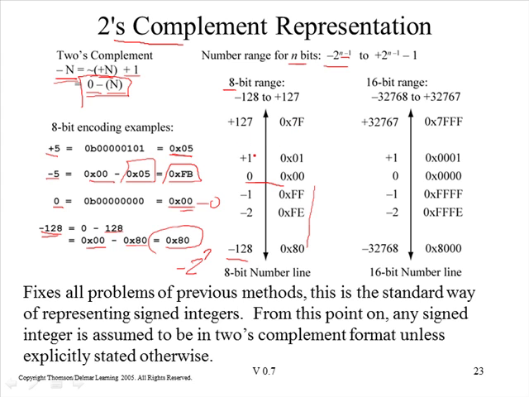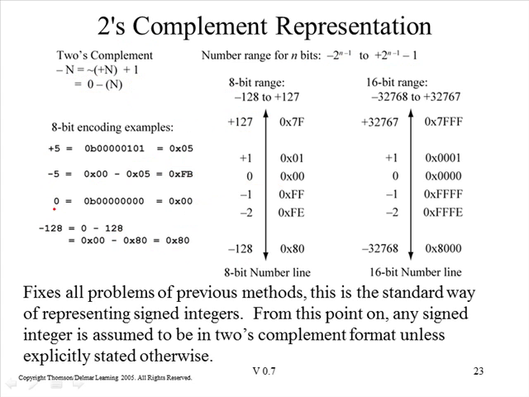For the positive representation, we can only go to a plus 127, so the maximum positive number we can represent is going to be a positive 2 to the n minus 1 minus 1. So this number right here is going to be 2 to the 7th minus 1, which is going to be a positive 127. 2's complement fixes all the problems of the previous representations.